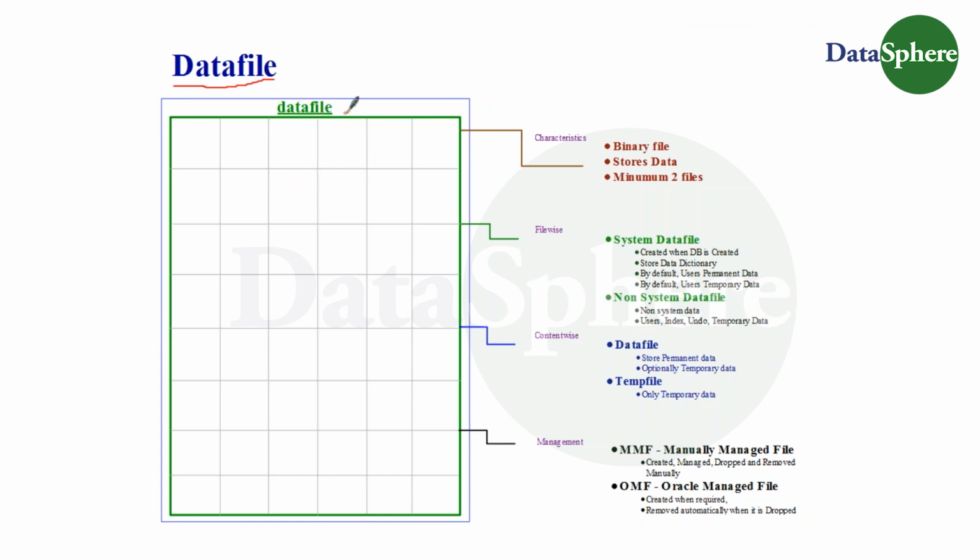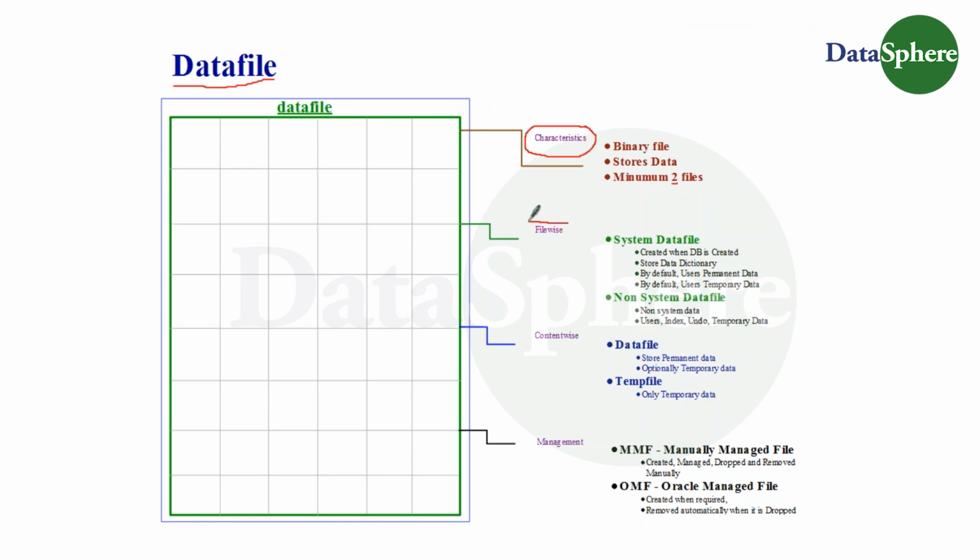If you look into the characteristics of a data file, it is a binary file. We must not edit it using any editors, operating system editors. It is basically meant for storing data. It can be application data, user data, metadata of the database, or tools and utilities data. Whatever type of data is stored in the data file. Minimum we need two files. Why two files? We'll see that later.